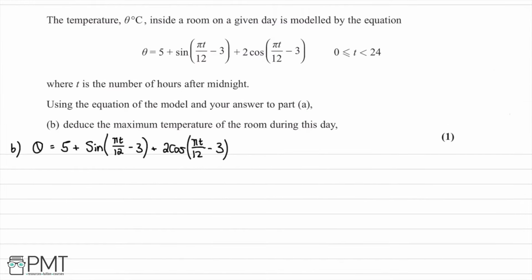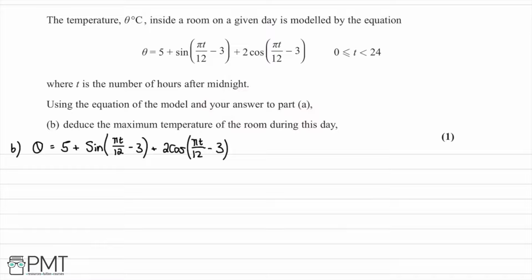So then in part B of this question, we're told that the temperature, which is measured in theta degrees Celsius inside a room on a given day, is modeled by the following equation. We have a constant 5, and then we add on sine of pi t over 12 minus 3, and add on 2 cos of pi t over 12 minus 3, where t is the number of hours after midnight. We're asked to use the equation of the model and our answer to part A to deduce the maximum temperature of the room during this day.